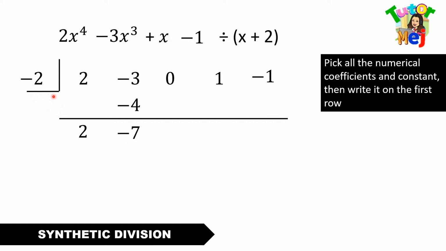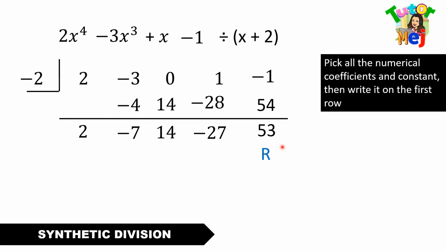Negative 7 times negative 2, we will get positive 14. Positive 14 plus 0, we will have positive 14. Multiplying positive 14 by negative 2, we'll get negative 28. Now, adding this up, we will have here negative 27. Next, negative 27 times negative 2, we'll have positive 54. Negative 1 plus 54, we'll get positive 53.